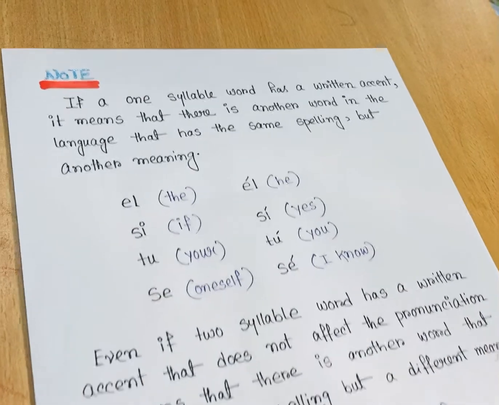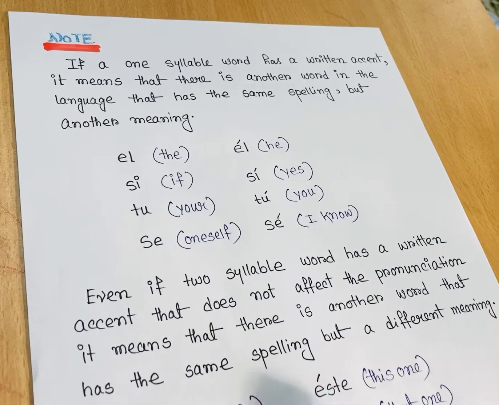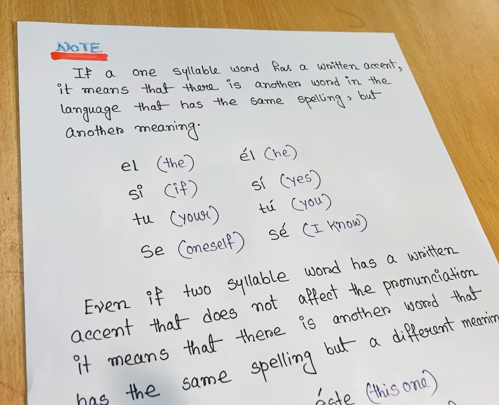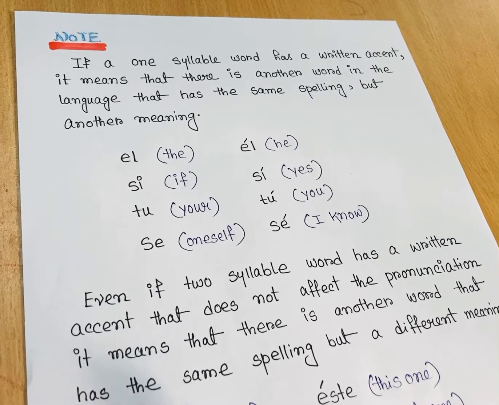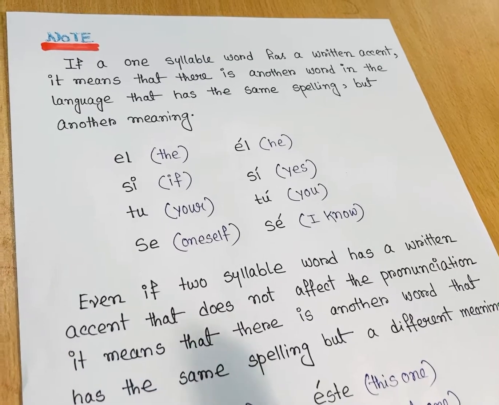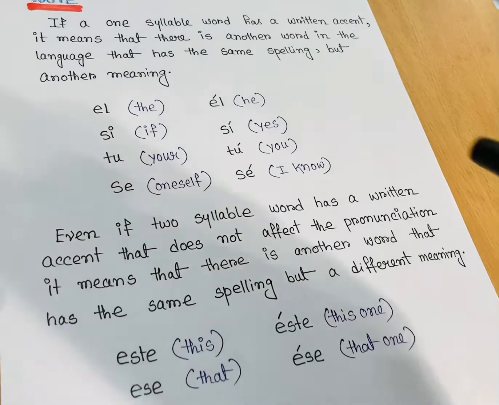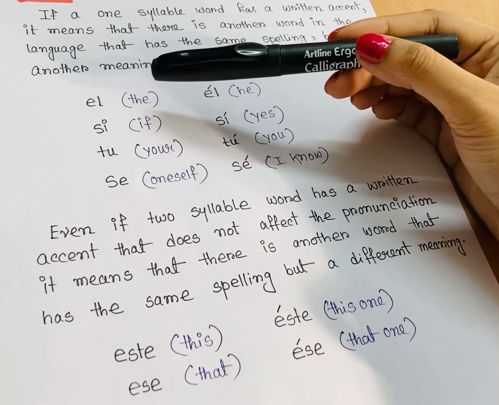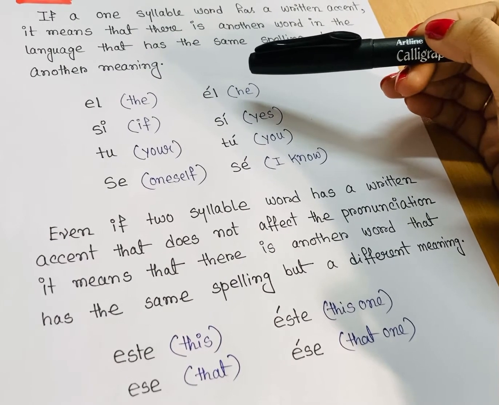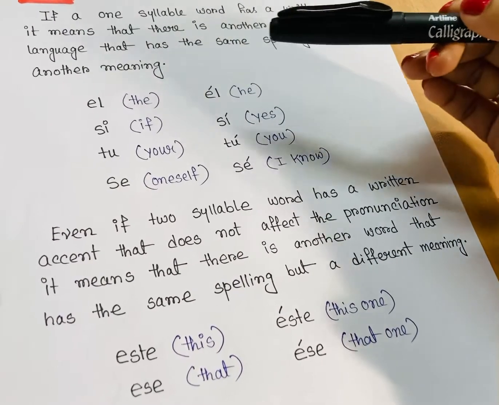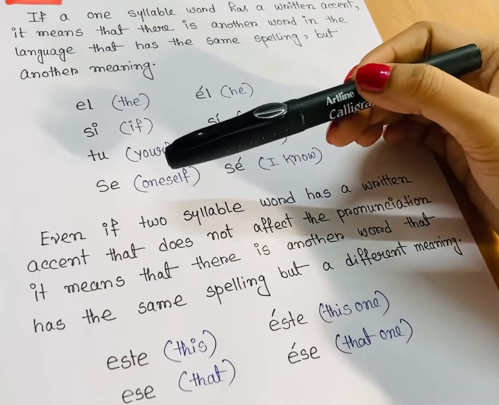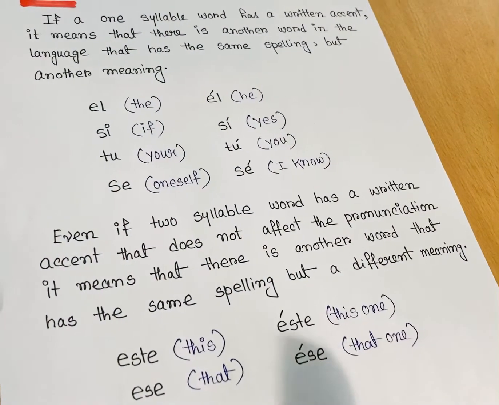Now, apart from all these rules, you need to remember one more thing, which is very important: if a one-syllable word has a written accent, it means that there is another word in the language that has the same spelling but another meaning. For example, el without written accent mark means the. Él with written accent mark means he. In the same way, si, tu, and se all have different meanings.